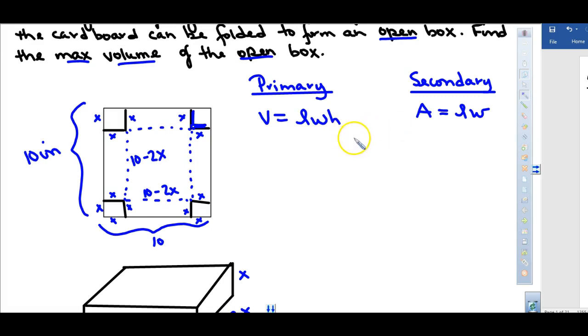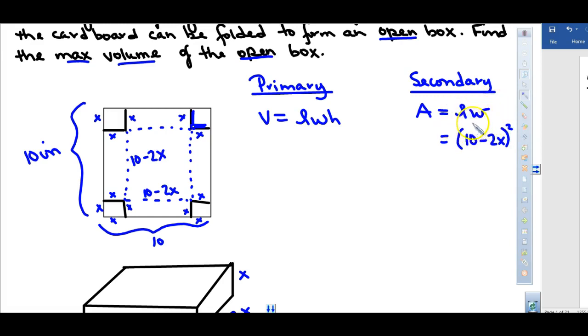Technically, you can do this without a secondary equation. You could just plug in your length and width and height right here. But I want to show you how to do it with a secondary equation, because sometimes you get multiple choice questions on the AP test, and they want to know what you know about the secondary equation. Your secondary equation comes from where you start. You start with the square, and we know the area of our square is length times width, or side squared. One side of our box is going to be 10 minus 2x, so we're going to square that. And that is your length times your width.